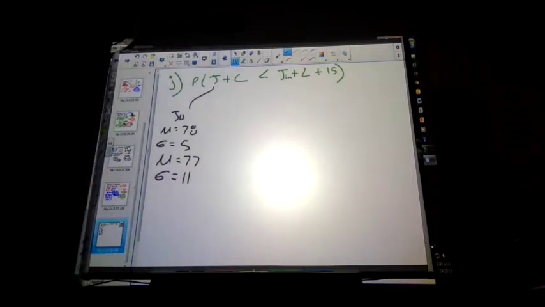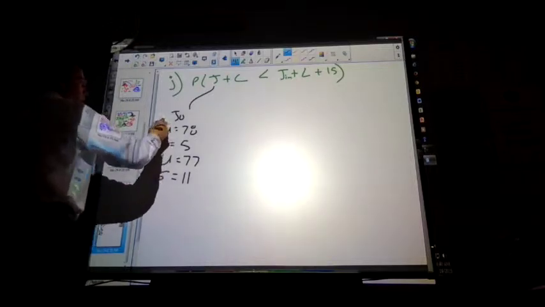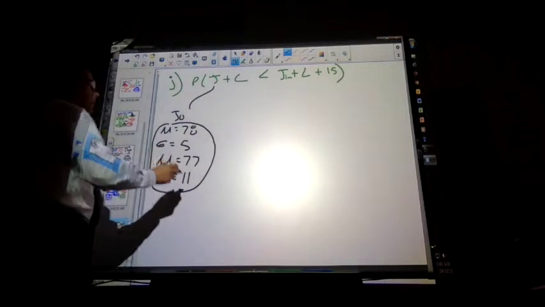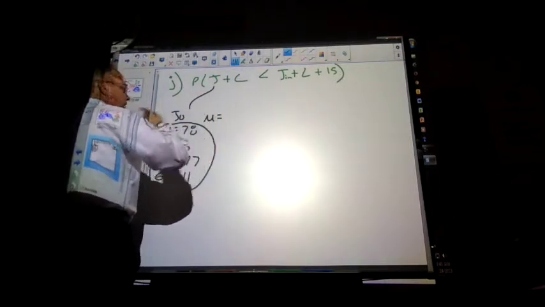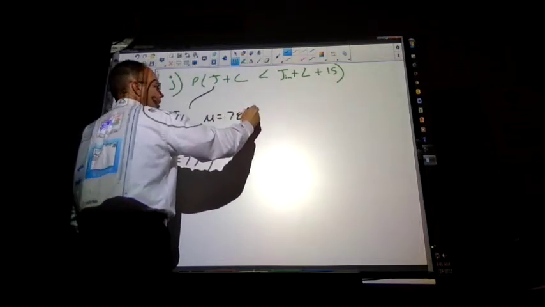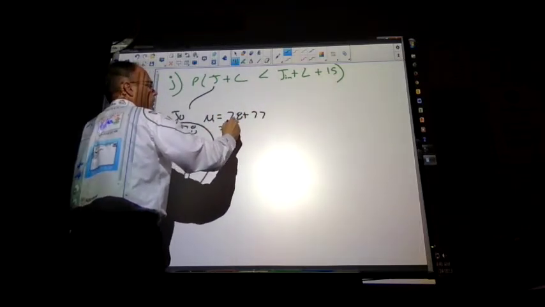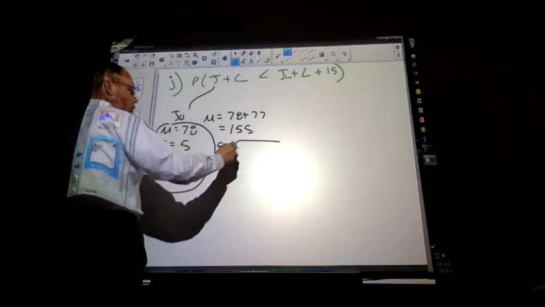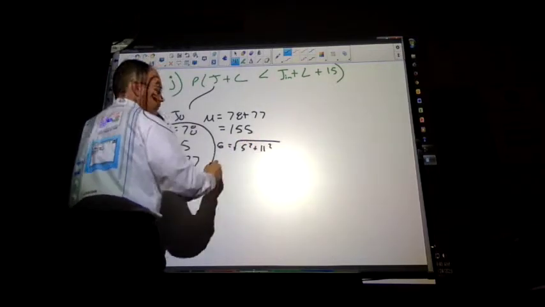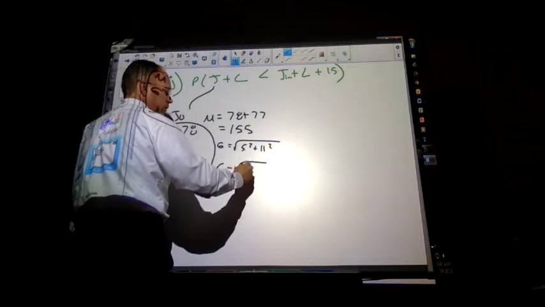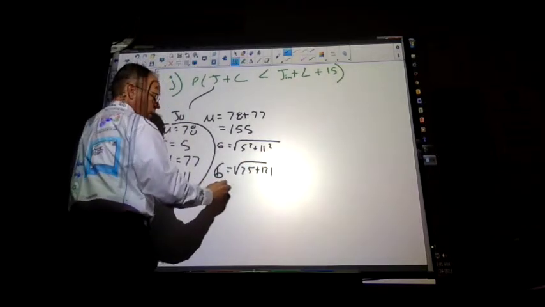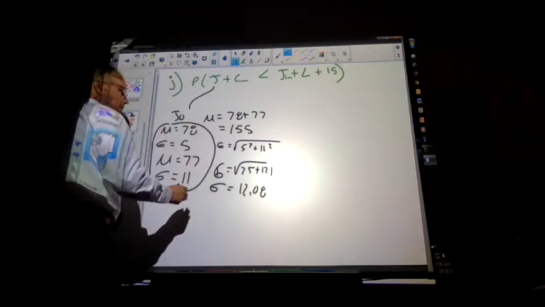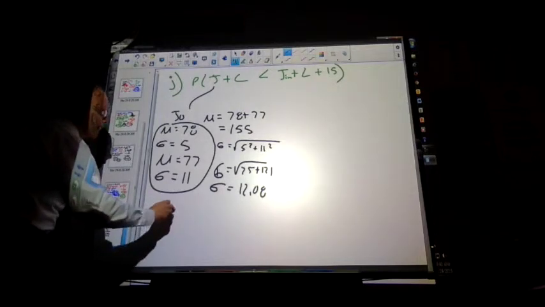Being I'm adding these together, I'm going to combine these together first. So J plus C. So my new average of these guys is going to be 78 plus 77. How much? 155. And then their new standard deviation is going to be the square root of, what's the new standard deviation? 12.08. Okay? So I'm going to keep this with these guys.